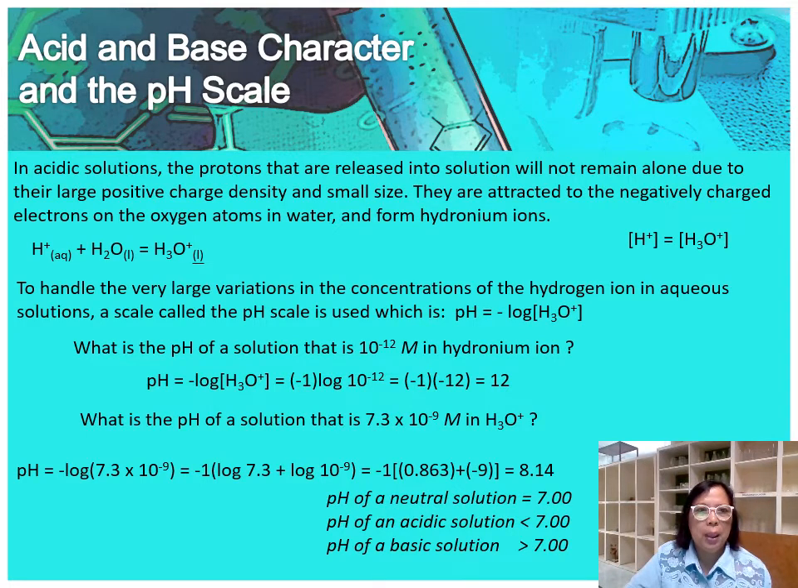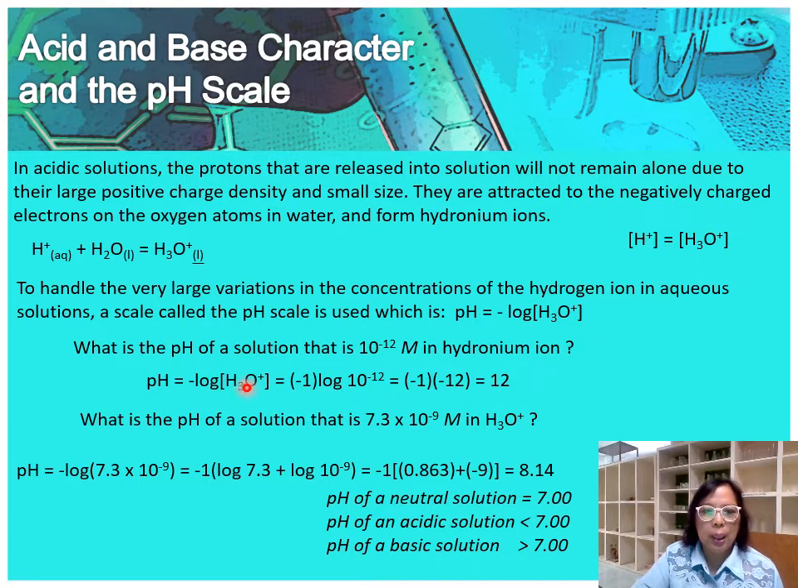So, the acid-base character and the pH scale. This shows you the meaning of the acid in relation to what is being read on the pH meter. And the pH in the pH meter is actually mathematically presented as the negative log of H3O positive.